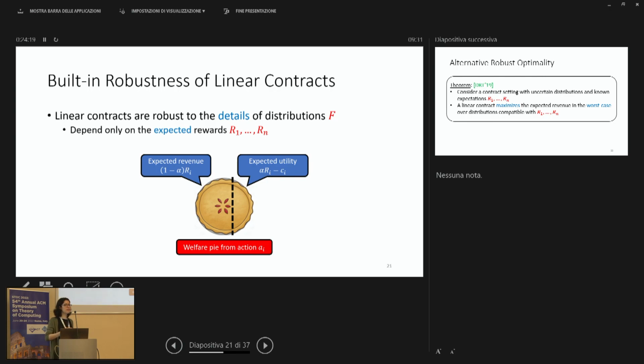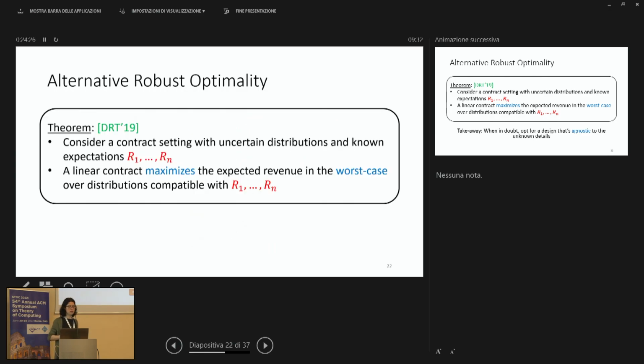Okay, and I want to translate this into a theorem about optimality in the maximum sense of linear contracts. So here's a theorem. Consider a contract setting with uncertain distributions, with uncertain distributions and known expectations. Okay, these are the given expectations. The linear contract will maximize the expected revenue in the worst case sense, meaning that when the distributions compatible with the given expectations are chosen in worst case, linear contract is going to be optimal.